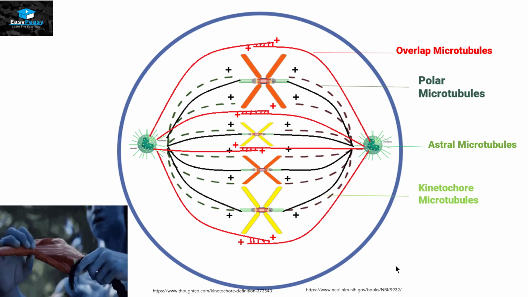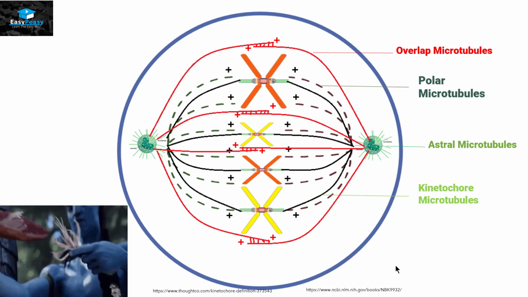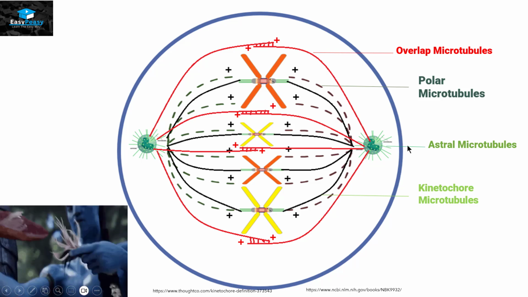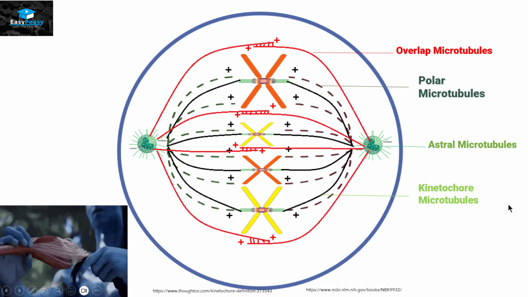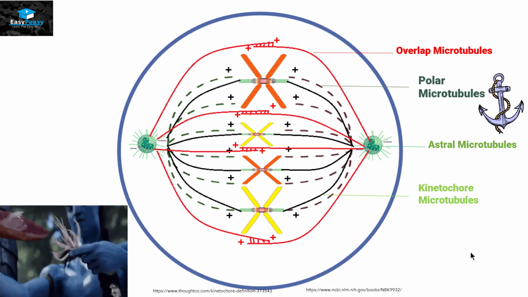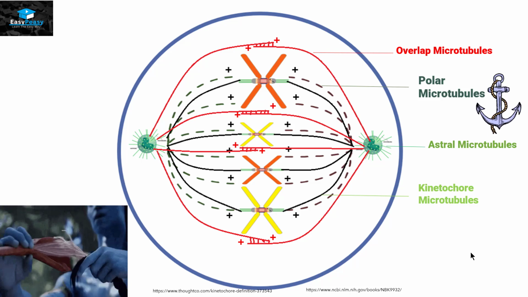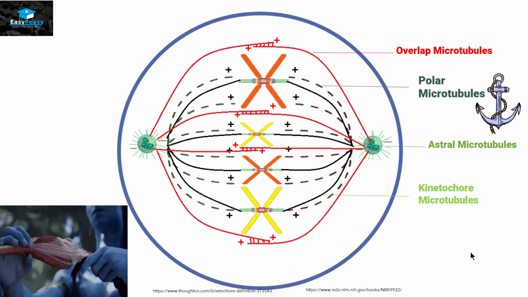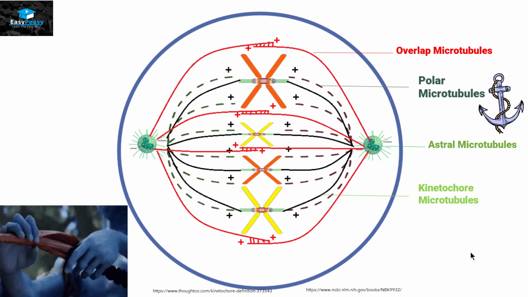Now let's discuss the functions of all these microtubules. Astral microtubules, as these are the tubules that appear initially, work as an anchor for the cell. When the spindle formation occurs inside the cell, it makes sure that all the chromosomes will align themselves in the center of the cell in metaphase.